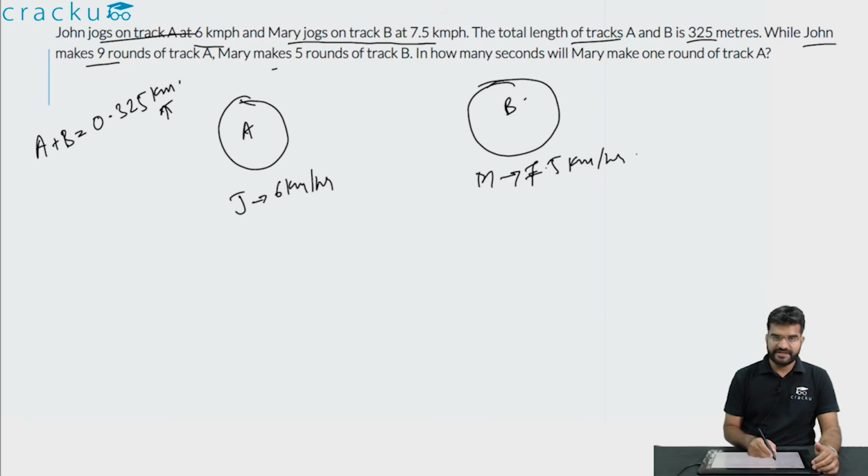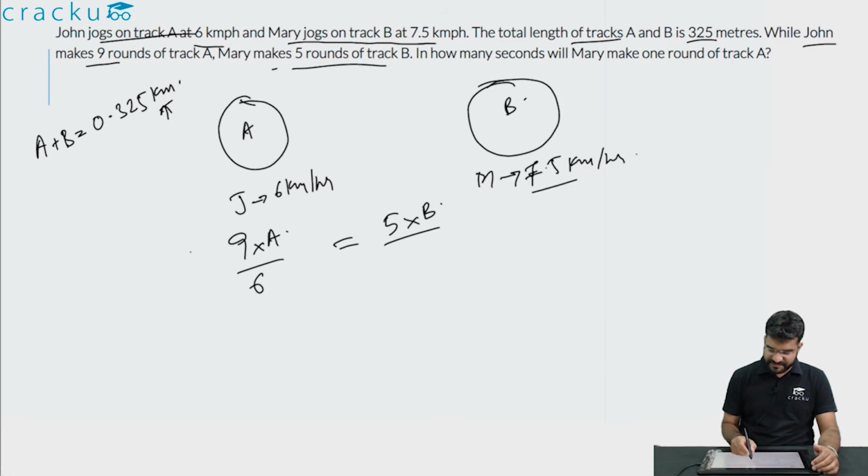When John makes 9 rounds of track A, the total distance he covers is 9A. The time that he takes to cover 9 rounds is distance by speed, so 9A by 6, which is John's speed, is equal to the time for 5 rounds of track B by Mary. When Mary makes 5 rounds of track B, the total distance that she covers is 5B. And what is her speed? Her speed is 7.5 kilometers per hour.